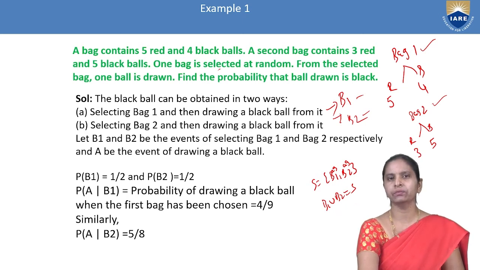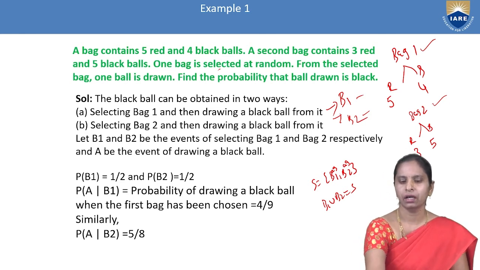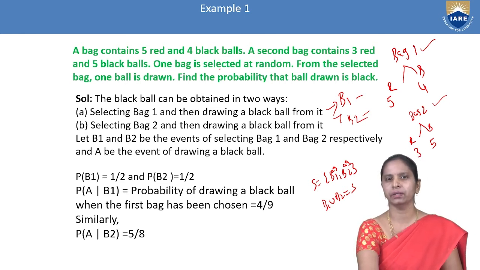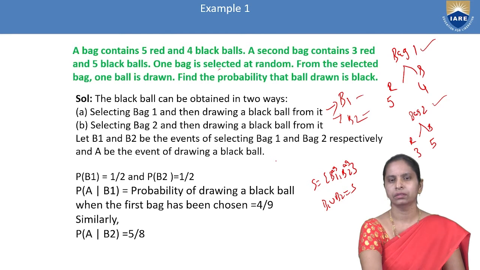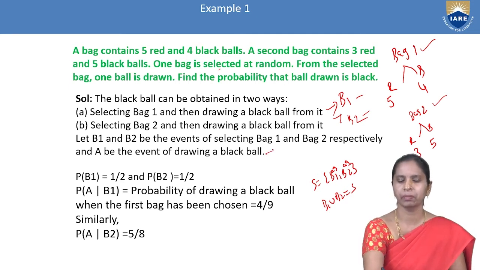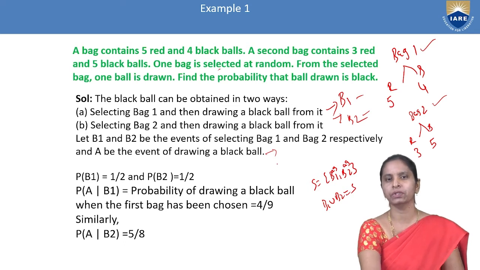And I'm defining one more event. What is that event? Drawing a black color ball. That is the event A. Now, what I have to calculate is the probability of drawing a black color ball, whether it is from bag 1 or from bag 2. That's why you have to use the total probability, because the probability of drawing the black ball is unknown here. But the probability of selecting bag 1 is known, the probability of selecting bag 2 is known, and the probability of selecting a black ball from bag 1 and from bag 2 is also known.